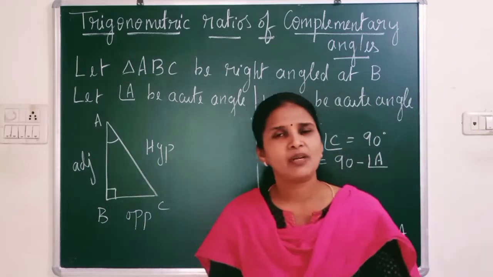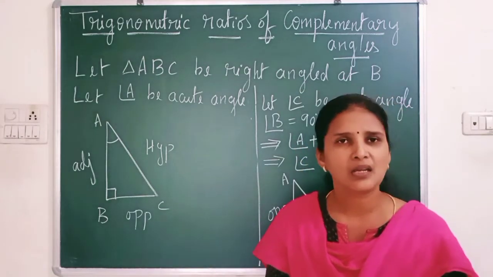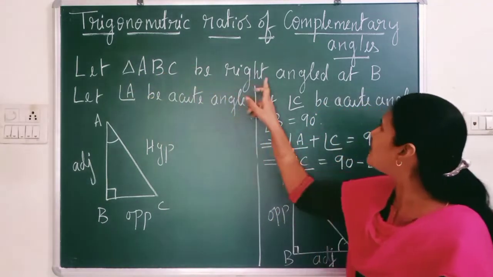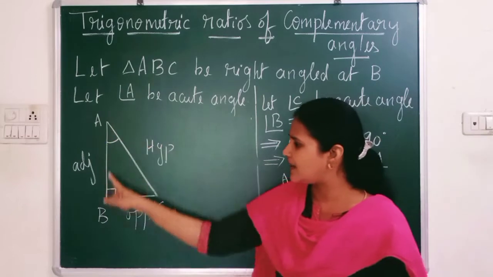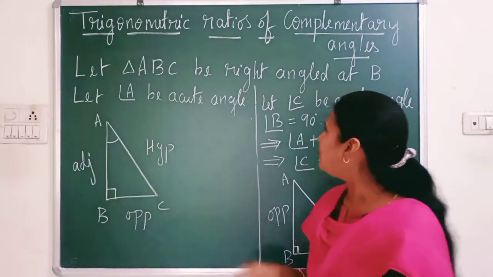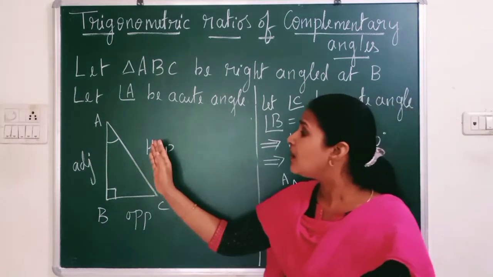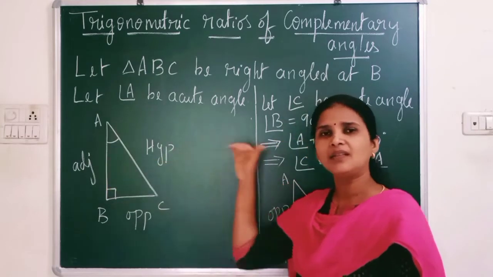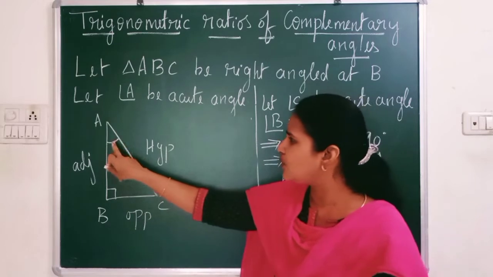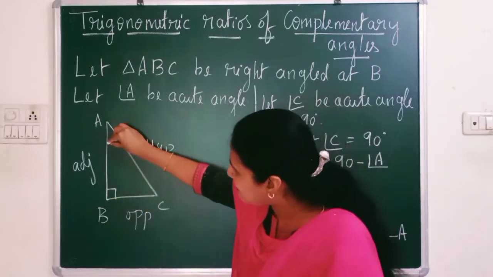Already you know all the 6 trigonometric ratios with respect to an acute angle. Now let us take one triangle. Triangle ABC be right angled at B. So I have drawn a right angled triangle where angle B equals 90 degrees. Here I am taking an acute angle, and what is complement to angle A, that I am taking. Let angle A be the acute angle. Angle A and angle C are acute angles, and angle B is 90.